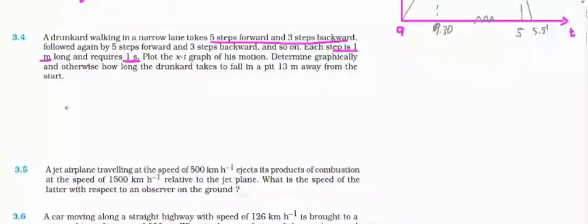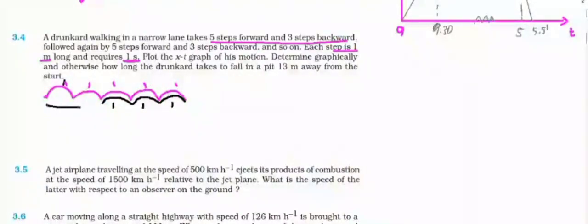So here we can say he takes 5 steps: 1, 2, 3, 4, 5. Each step is 1 meter and takes 1 second. Then what happens? He returns back 3 steps. That also is 1 meter each and takes 1 second. So effectively you can see he has completed 8 seconds and his displacement is only 2 meters.